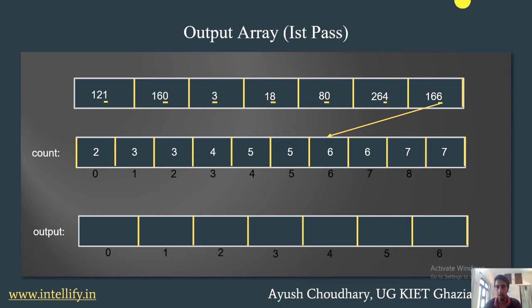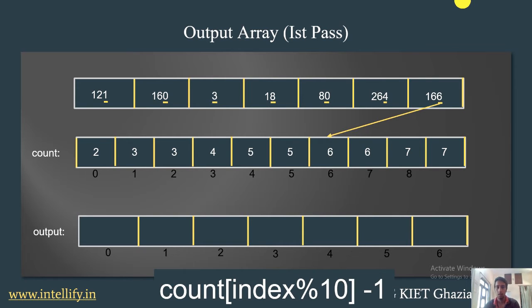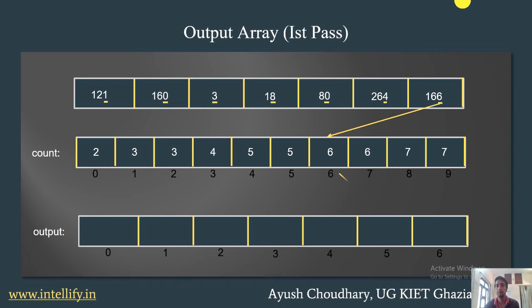Then we take the index modulo 10. Here the element is 166, and 166 percent 10 gives 6. Then count of 6 is 6, and minus 1 gives 5. So basically what we have to do is, as you can see, 6 minus 1 is 5.